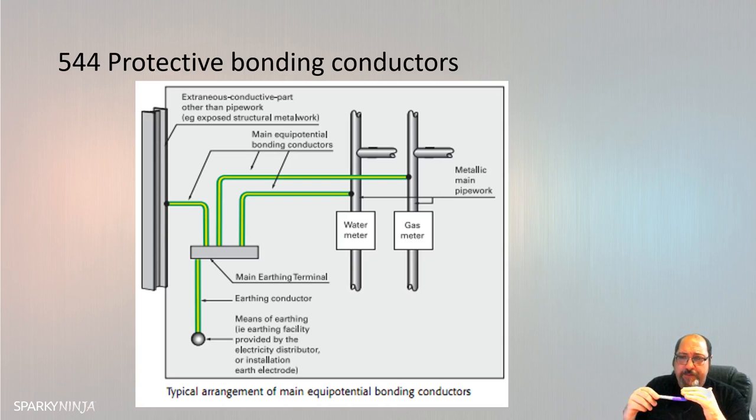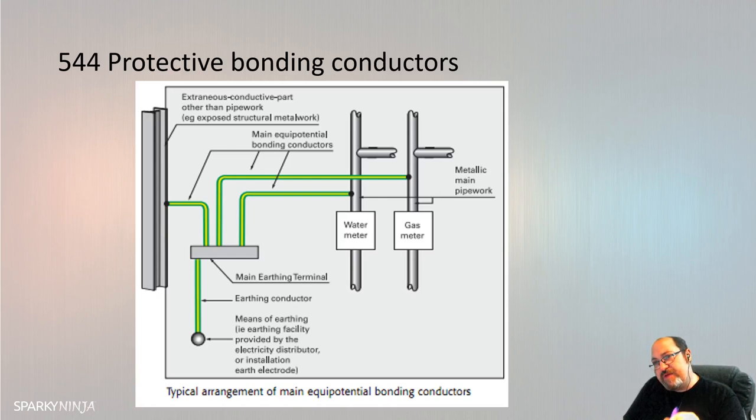6 is my minimum. If it's 16 mil, well, half of that is 8. The 6 minimum is lower, so I'd have to go from 8 up to 10. Now, if I've got a 25 mil, well, half of that, okay, 12 and a half, I go up to 16 mil. So you halve it, and then you go up to the next one. Quite simple. We size it to the supply to the main earthing conductor.